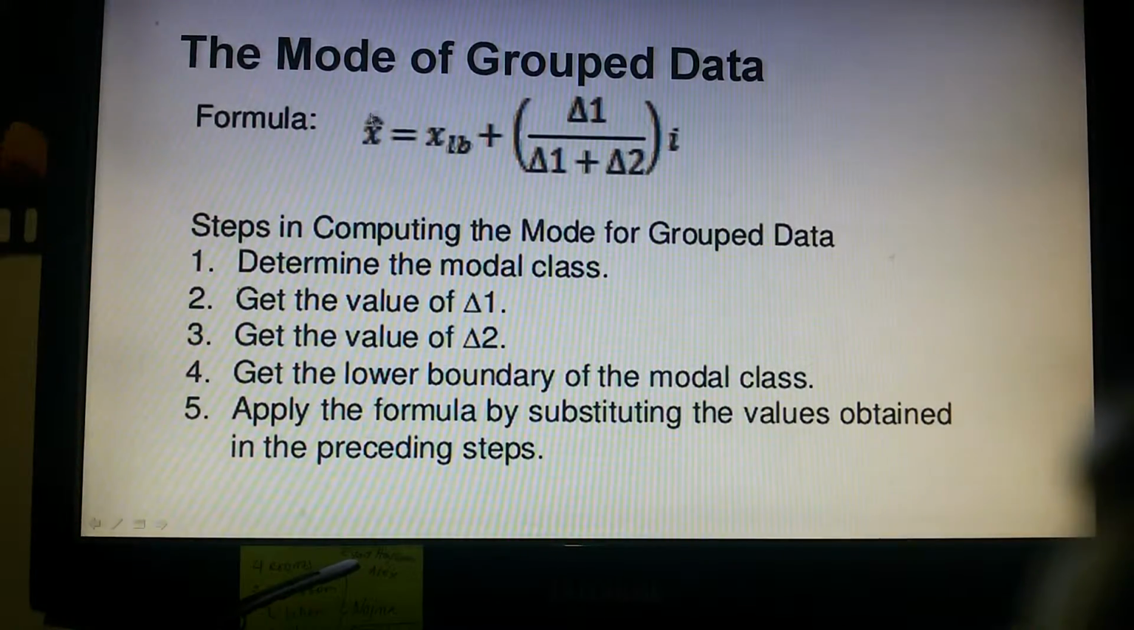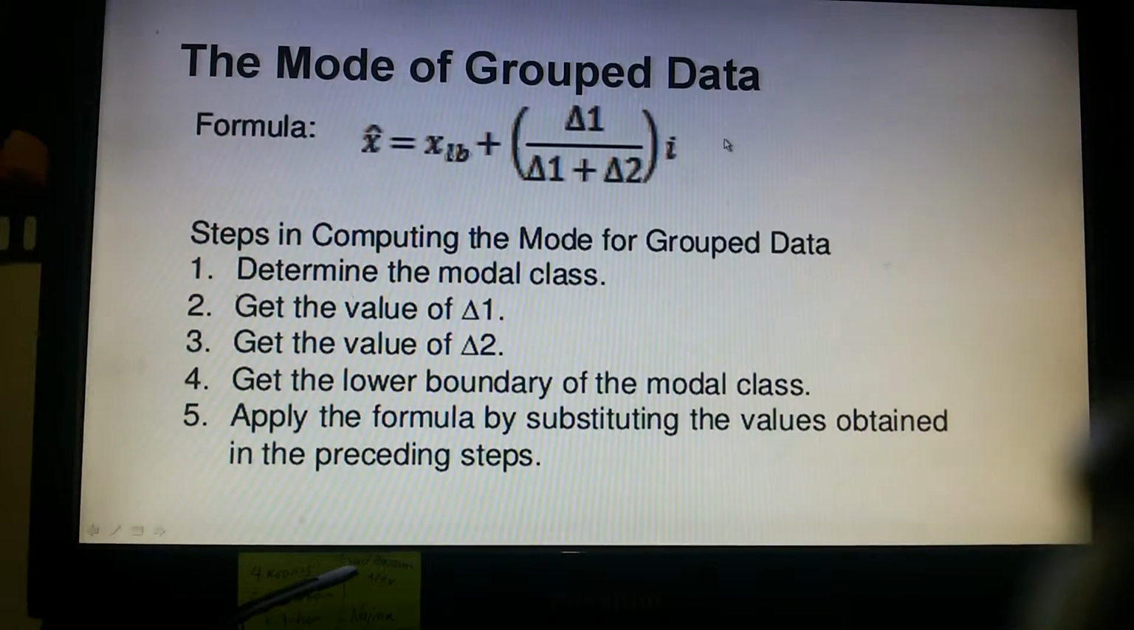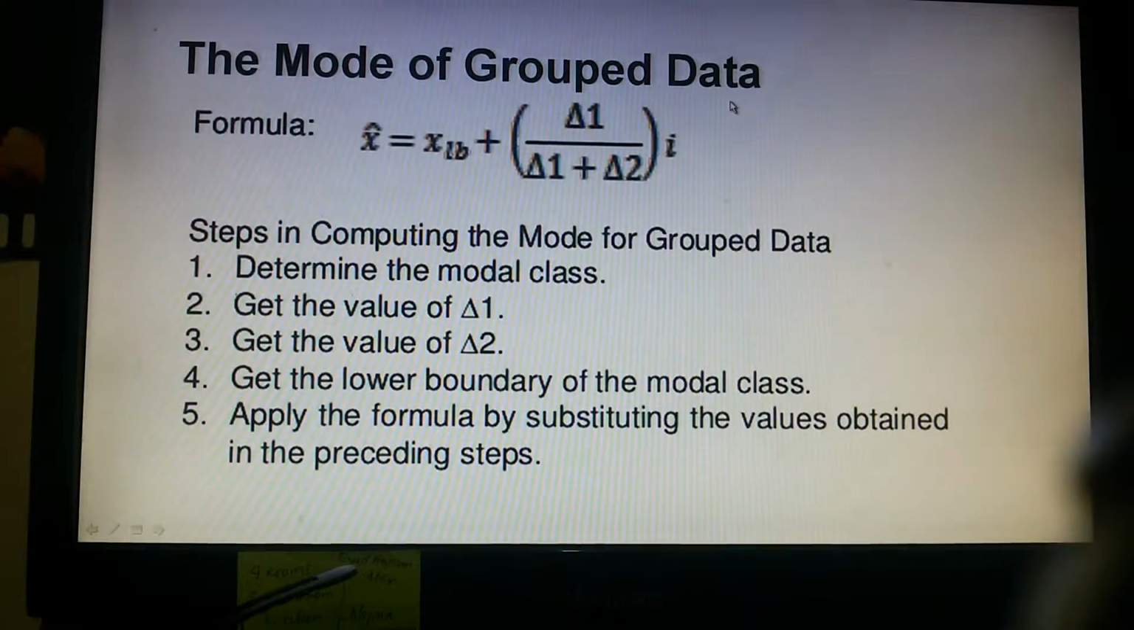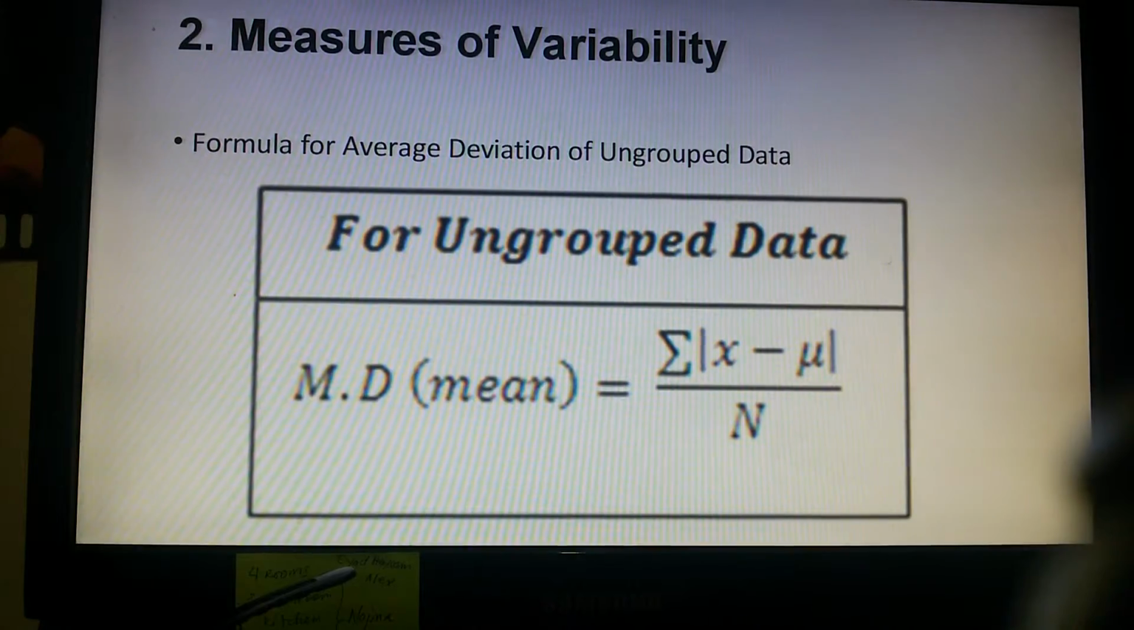So this X with an arrow up indicates the mode, and this is the lower boundary of the modal class. The modal class, if you're wondering, is the one with the highest frequency. So lower boundary of the highest frequency, let's say it's 33 something, plus D1 over D1 plus D2. So I'll just explain to you. Let's say this is the highest frequency, so D1 is the highest frequency minus the frequency below it, and then D2 is the highest frequency minus the frequency above it, multiplied by interval. So it's that simple.